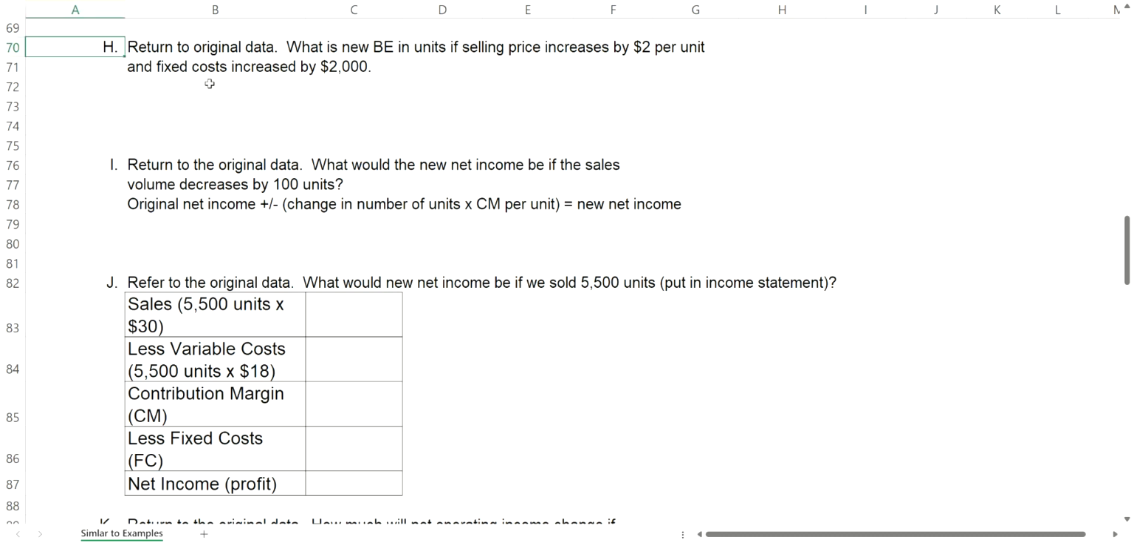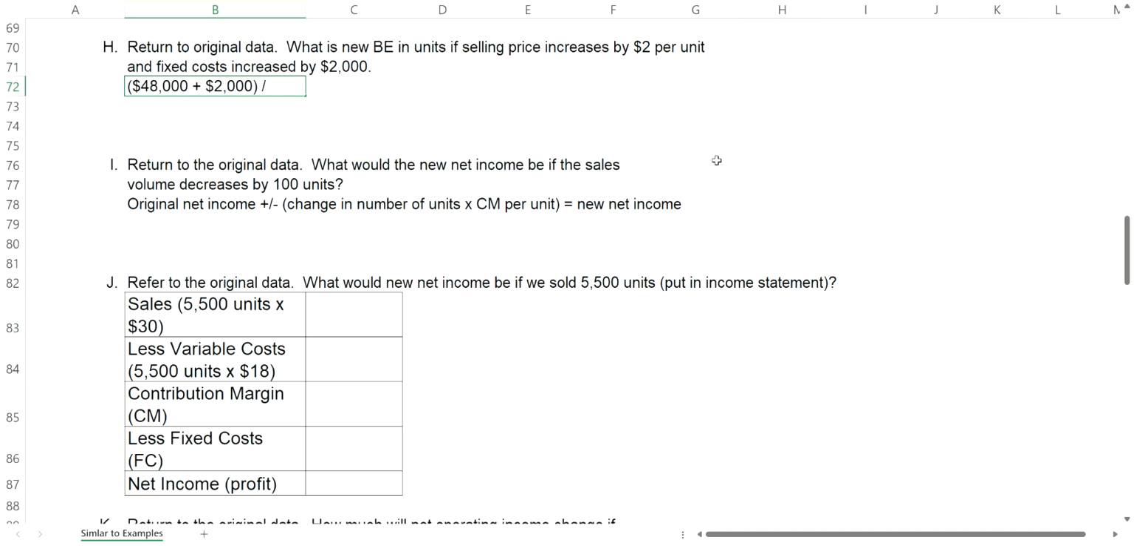So returning to the original data, how would the break-even in units change if the selling price increases by $2 and fixed cost increased by $2,000? So we'll use the same formula we used before for break-even in units. Fixed cost divided by contribution margin per unit. So our original fixed costs are $48,000. We're going to add another $2,000 onto that. So our fixed cost will now be $50,000.